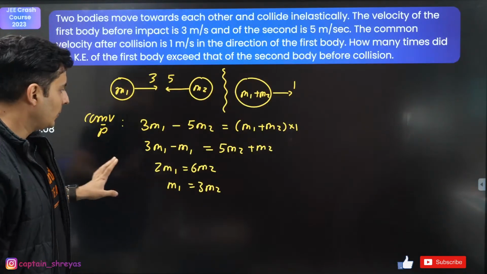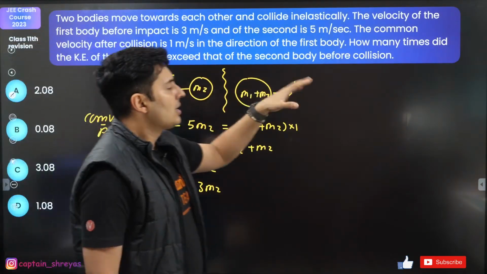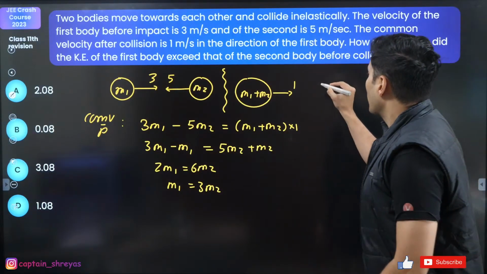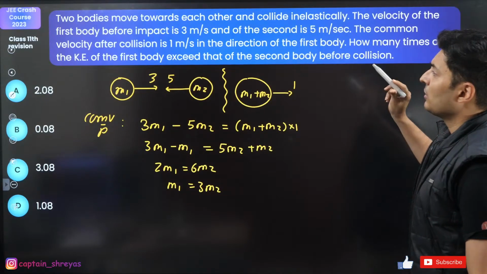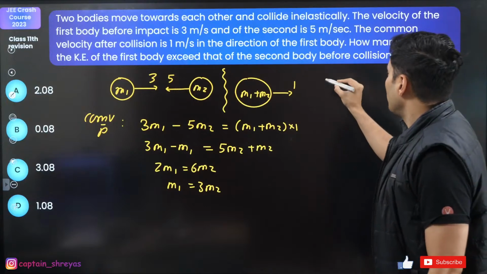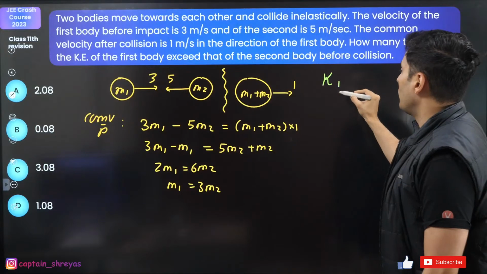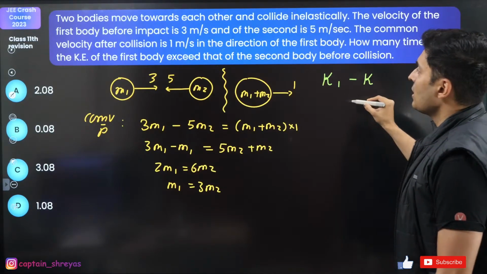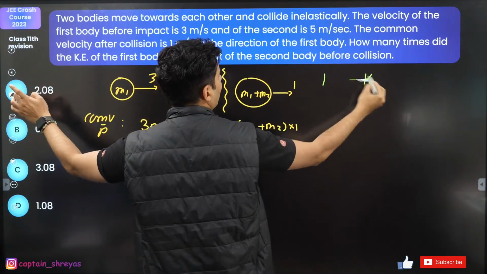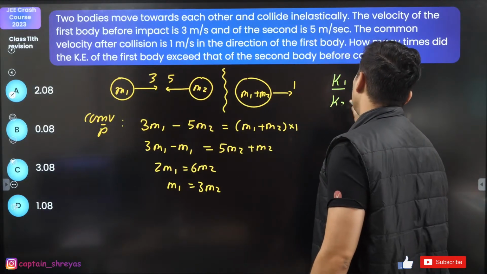Great. Moving on now. Where are we? Question says, what is the ratio of the kinetic energy with respect to the other one? How many times did the kinetic energy of the first body exceed that of the second body before the collision? So basically what you have to find is kinetic energy of the first body upon kinetic energy of the second body, because it is asking how many times. So k1 by k2.